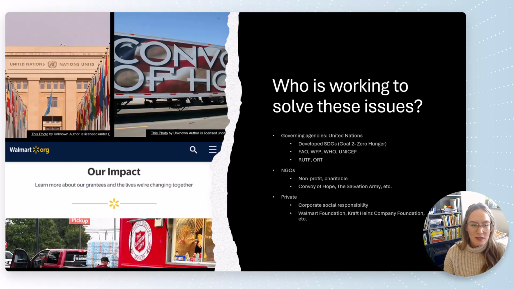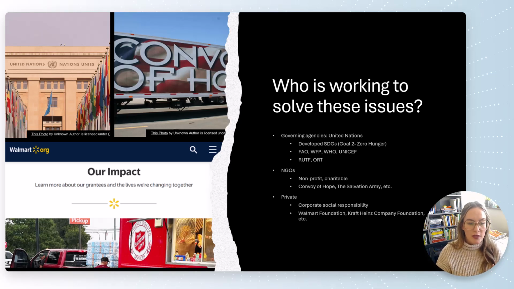All right, let's switch to a more positive note. So those are some big facts and figures. Who is working on solving these problems? We have lots of different groups of people who are interested in alleviating world hunger. And so here are three major ones broken down. So first we have our governing agencies.